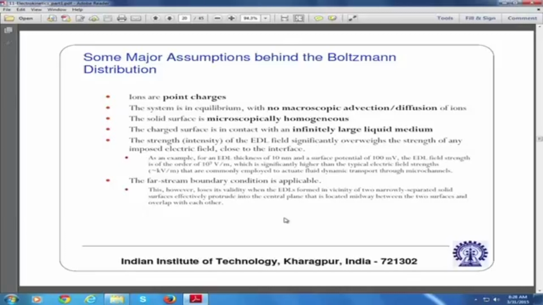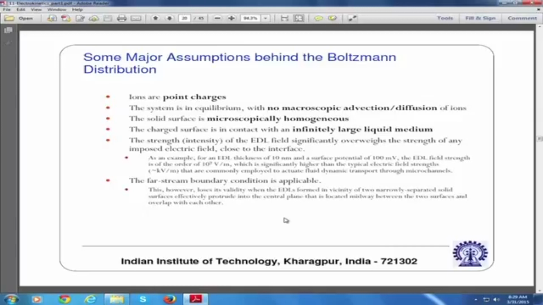So if you have inhomogeneity, then there will be a dependence on X also. So we have considered that the electrical double layer phenomenon is dependent solely on Y and not on X. The charged surface is in contact with an infinitely large liquid medium. That means you can apply the first boundary condition that at Y tends to infinity you have psi tends to 0.